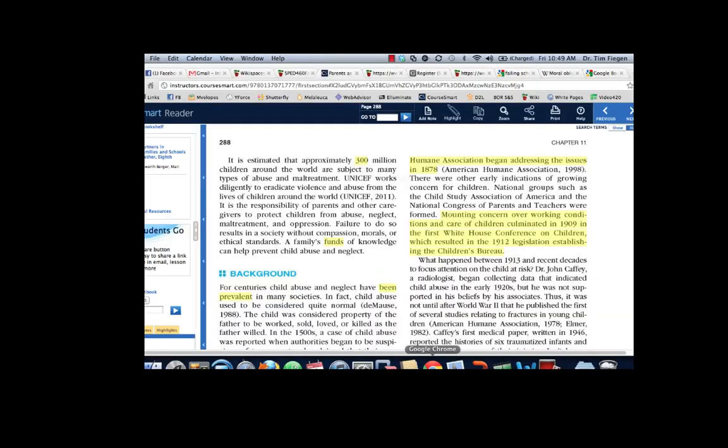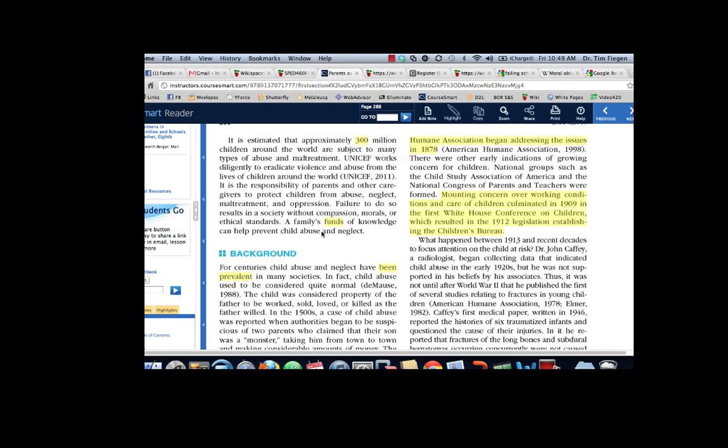And what I want you to do here on the notes is this first one. This will be our first one. I want you to tell me what UNICEF stands for and what their role is, what they do. And you can bring right back here what the role says. And there are many family funds. We've had that term before. Funds of knowledge can help prevent child abuse and neglect.